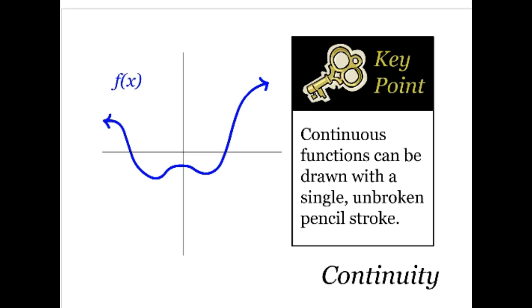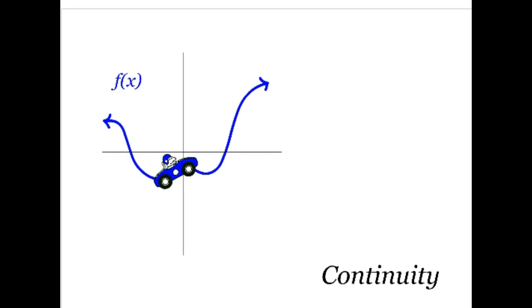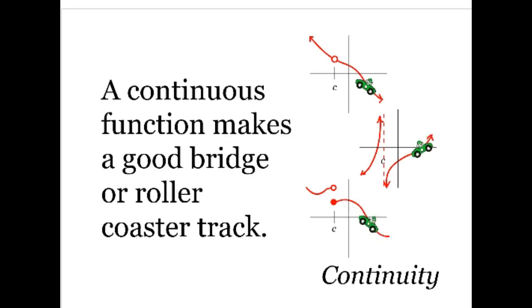Now, how can you judge just by looking at the graph of a function if it's continuous or not? Well, a continuous function makes a good bridge. Now see, if I drive across the graph of f, it holds up nicely. Whereas if I try to drive across the graphs of the other functions, I might fall through or fall off.